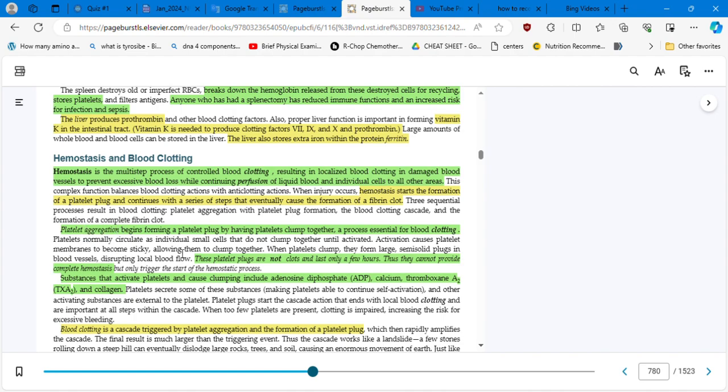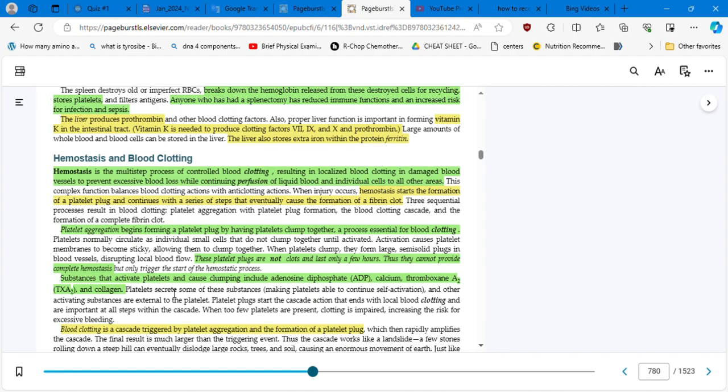Platelet aggregations begin forming a platelet plaque by having platelets clump together, a process essential for blood clotting. Whenever there is bleeding, all these steps take place in order to achieve hemostasis. Platelet plaques are not clots and last only a few hours. They cannot provide complete hemostasis because they are there only a few hours.